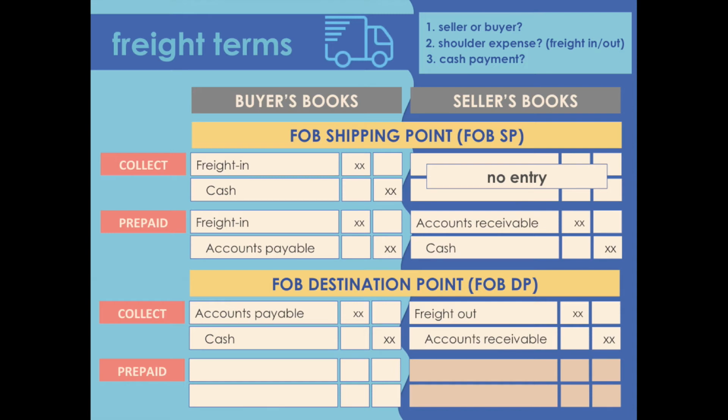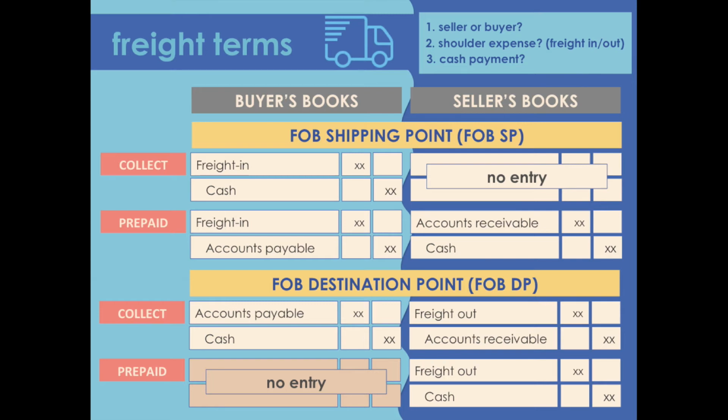Now let's try FOB destination point prepaid. Again, let's check who will shoulder the expense. For FOB destination point, the seller shoulders the expense, so the seller records debit freight out in its books. Next, who makes the cash payment first? For prepaid, the seller is the one making the payment, so we credit cash in the seller's books. Since there is no mismatch between the one shouldering the expense and the one making the payment, the buyer does not need to record any entry. And again, after that, just check whether the company is the buyer or the seller and record the appropriate entry.